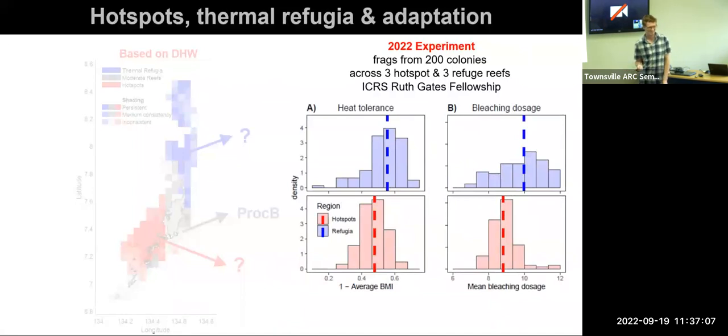But again, another unexpected result. We actually saw that if we look at heat tolerance, it's this one minus the average BMI. The median line is actually higher in the thermal refugia. So it seems everything I do in my PhD, I go out with a hypothesis and I come back with the opposite answer. And again, looking at the population average or the median, there seem to be higher levels of heat tolerance in the thermal refugia.